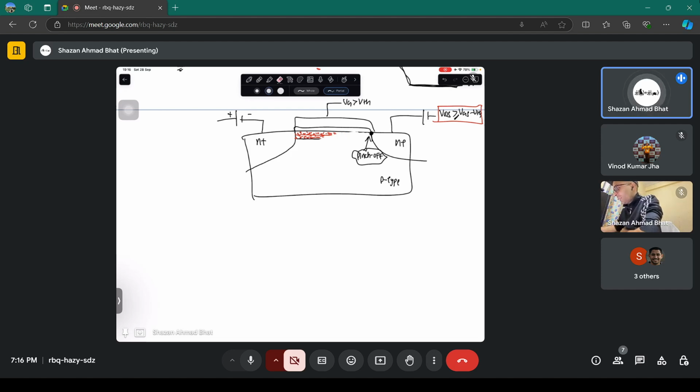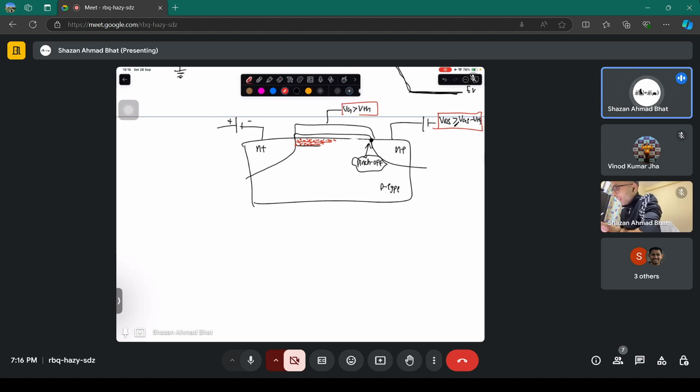So it means that you are changing the channel basically because of the drain voltage, which should not have happened, because only the gate voltage would have been able to control the channel. But now you are controlling the channel with drain voltage. Earlier the channel was like this. Now the channel is only up to this region. You have shifted the channel.